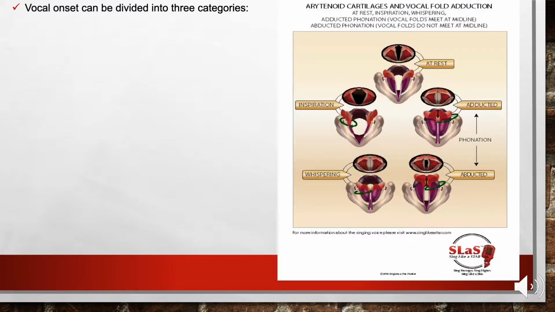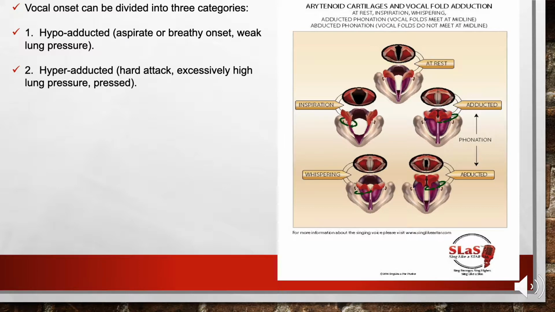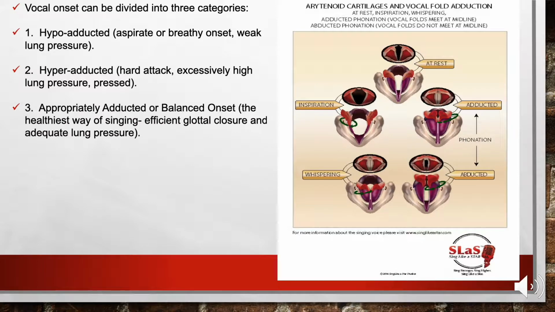Vocal onset can be divided into 3 categories. One is hypoadducted. That's the aspirate or breathy onset with weak lung pressure. Two is hyperadducted, a glottal attack with excessively high lung pressure, pressed phonation. And three, appropriately adducted or balanced onset. This is the healthiest way of singing. It requires efficient glottal closure and adequate lung pressure.